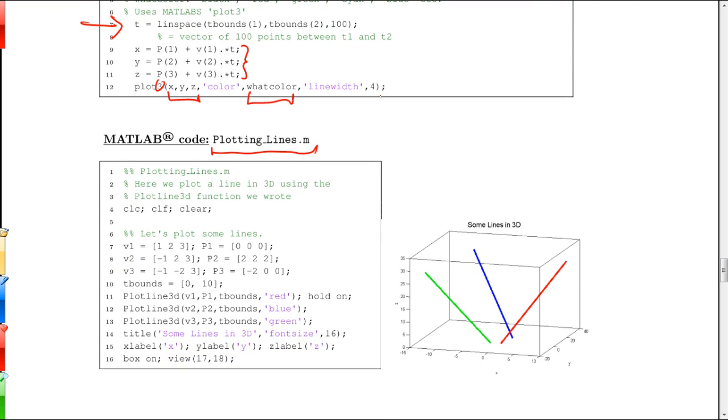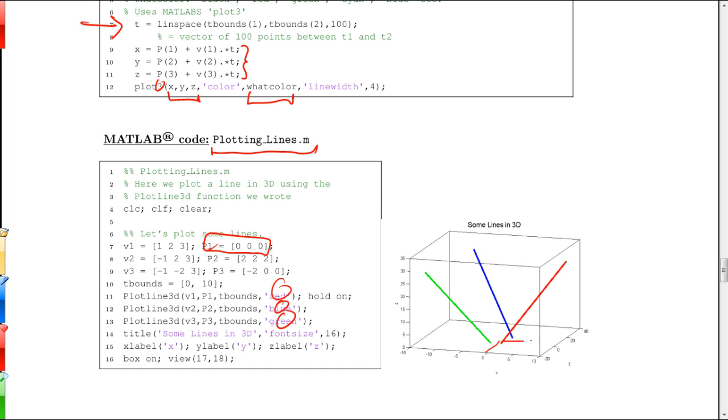So in this case, we plot three lines. The first line has this direction vector through that point. The second line has this direction vector through that point. Third line is this direction vector through that point. Right? And we do the first one red, green, and blue. So the first one is here. We'll just do that first line. The first line goes through the point 0, 0, 0. That's the red one, right?